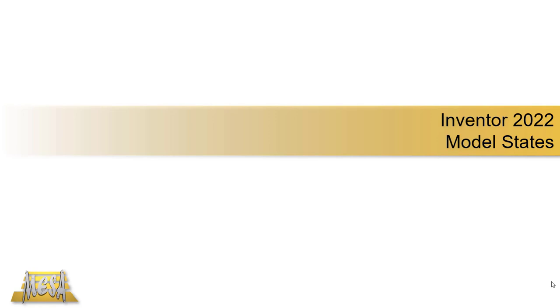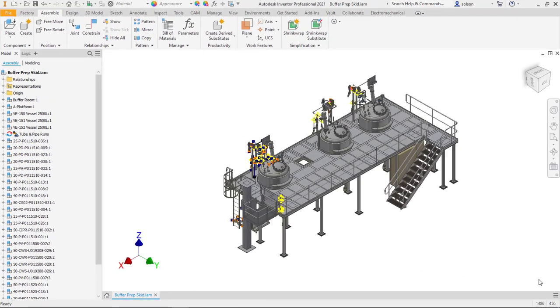In this video, I'd like to talk a little bit about how model states in Inventor 2022 are replacing the levels of detail that you're used to using for large assembly management. I'd like to start off by reviewing where we are with 2021, or the functionality available in 2021.